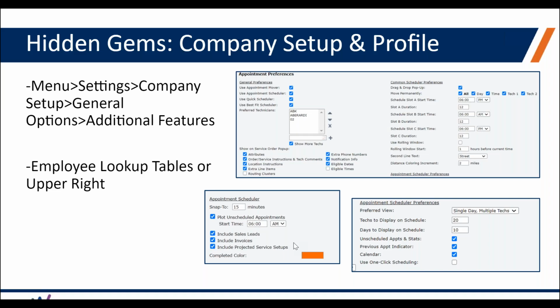Right. And the other one that's in here that I wanted to point out is the plot unscheduled appointments. If you turn that on, you could see ours are plot unscheduled appointments at 6 a.m. That's what it'll do. It'll put everything there. So you'd want to pick a time that's outside of your normal business hours, either an early time or a later time in the day, like maybe 7 o'clock at night or 6 o'clock at night.